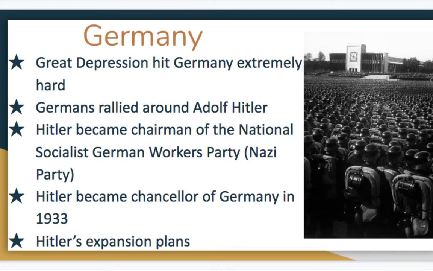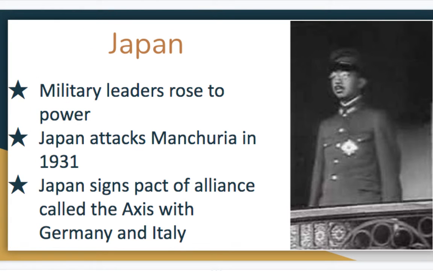So in Japan, you're going to see military powers rise, leaders rise to power. There's going to be attacks in Manchuria in 1931. And Japan is going to sign a pact of alliance called the Axis with Germany and Italy.